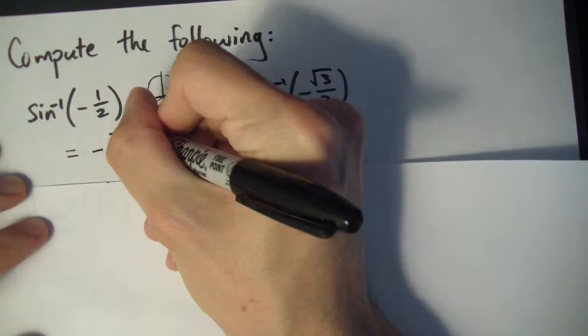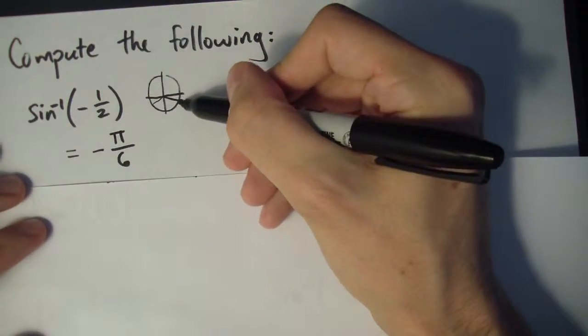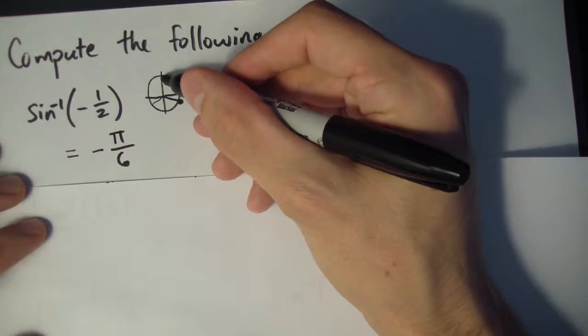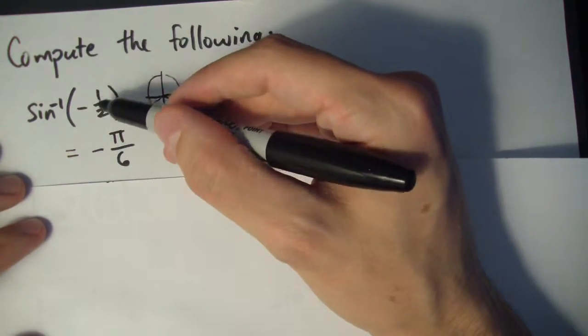So minus pi over 6. That's going to be the angle between minus pi over 2 and pi over 2 that has a sine value of minus a half.